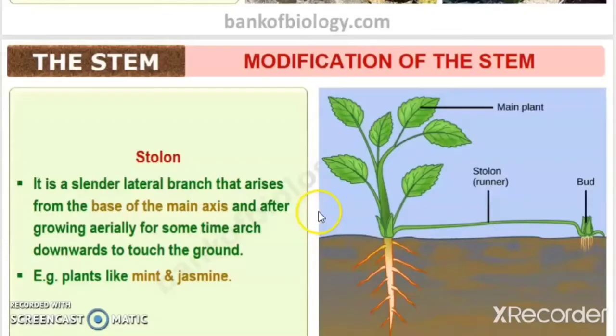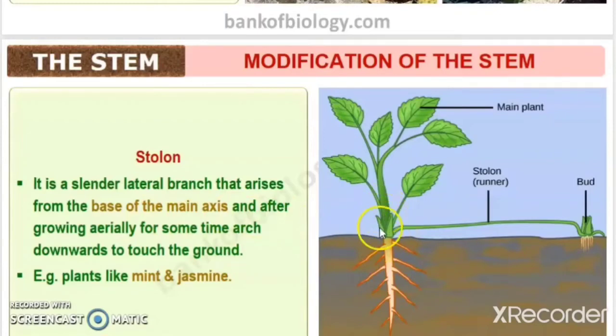Now let us see the next part, which is the stolon. The stolons are slender lateral branches that arise from the base of the main axis. See, I told you the runner arises from the stem, but the stolon arises from the base of the main axis. The main axis here means the main axis of the stem.